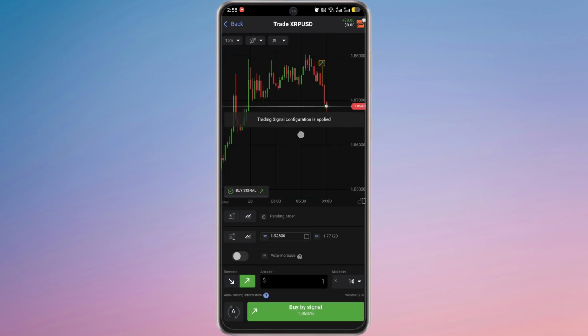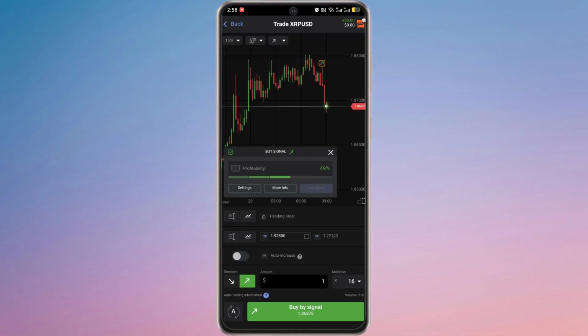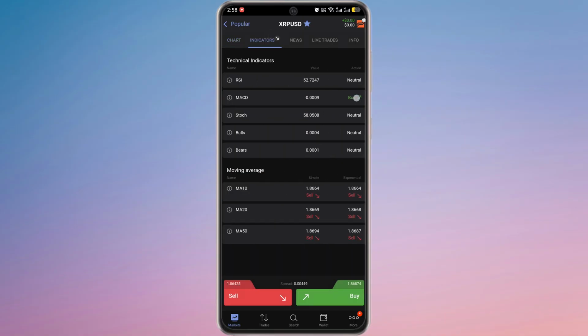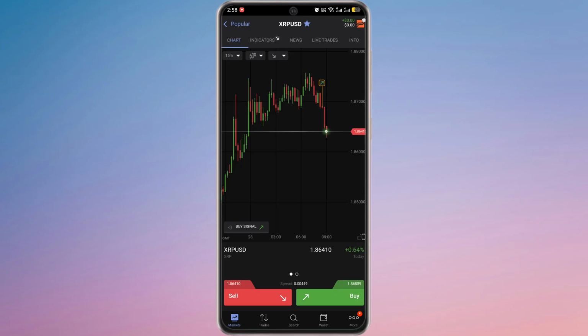You can also customize your trading signals by selecting the indicators or alerts you want to follow. This helps you make informed decisions based on your trading strategy and risk level. Always analyze the signals along with market charts and technical indicators to confirm trends before placing a trade.